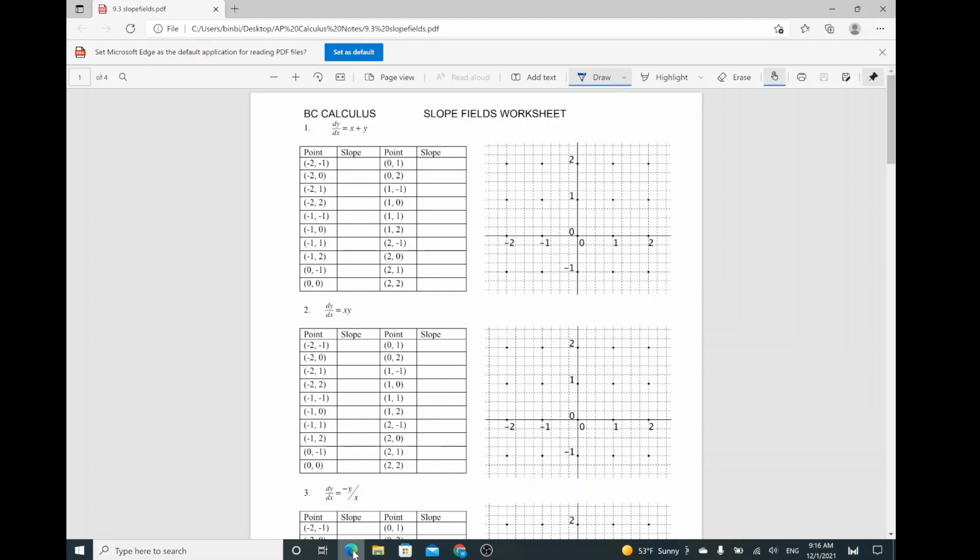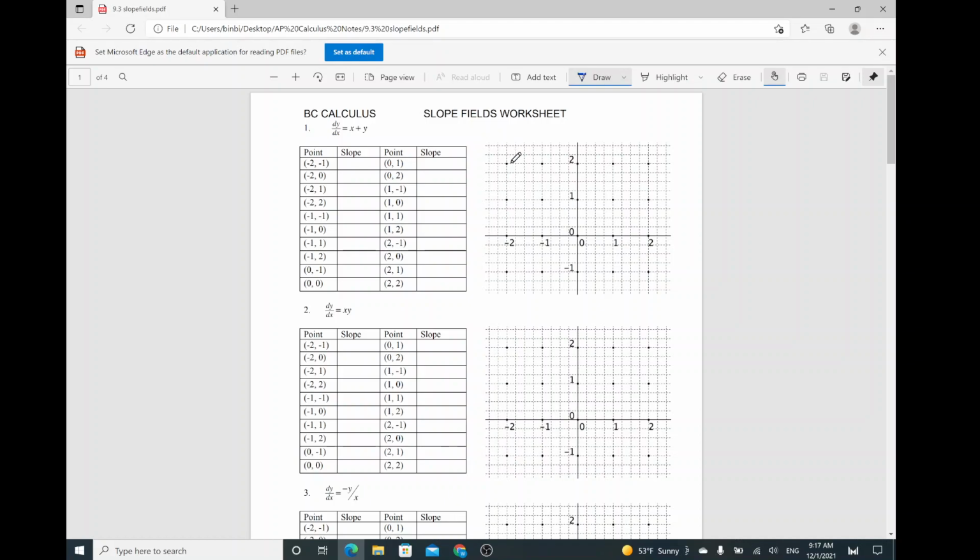I would like to talk about calculus BC stuff today. It's the slope field. You may notice that the slope field is about the differential equation dy/dx = x + y, and we want to find the instantaneous rate of change at each position on the graph.